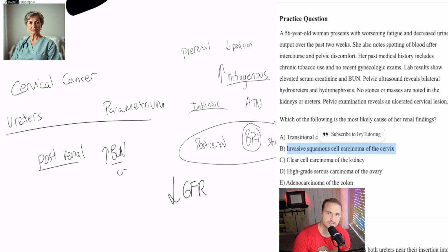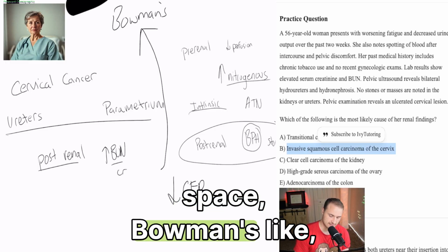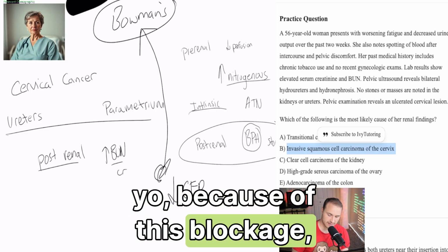Well, GFR depends on the Starling forces across the glomerular capillary membrane. There's a blockage downstream, right? Like cervical cancer compressing against the ureters. The urine then backs up to the renal pelvis, and then in the collecting ducts and the tubules, and ultimately all the way into Bowman's space. Bowman's like, yo, because of this blockage, you're in my space.